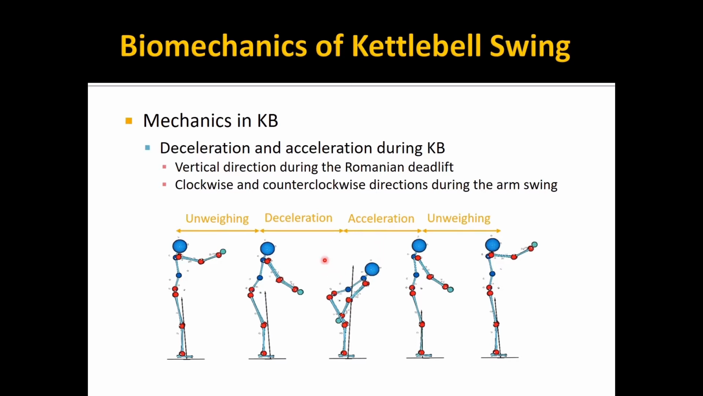This deceleration and acceleration are also likely to result in the maximum ground reaction force value occurring around the halfway point of the kettlebell swing. However, the directions of deceleration and acceleration are different between the Romanian deadlift and arm swing, based on this figure. For example, the direction of deceleration and acceleration in the Romanian deadlift is vertical, and the direction of deceleration and acceleration during the arm swing is clockwise and counterclockwise.